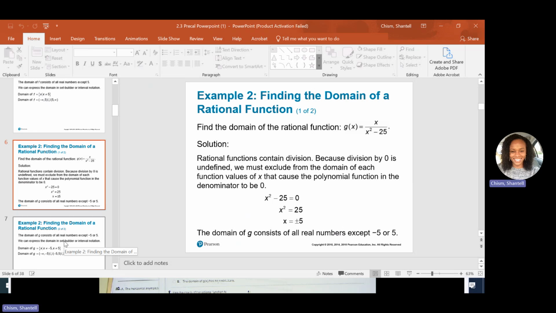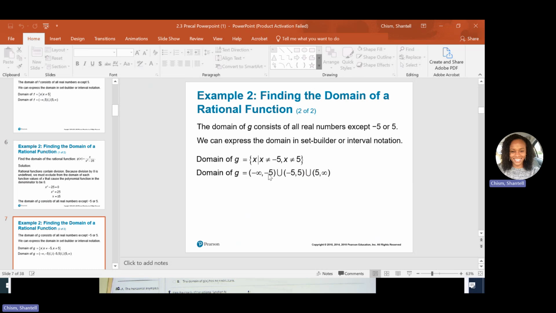And that as well using interval notation. Okay, so we're chopping the number line up here as well, from -infinity to infinity, excluding -5 and 5 from the domain. So -infinity to -5, or -5 to 5, or 5 to infinity.